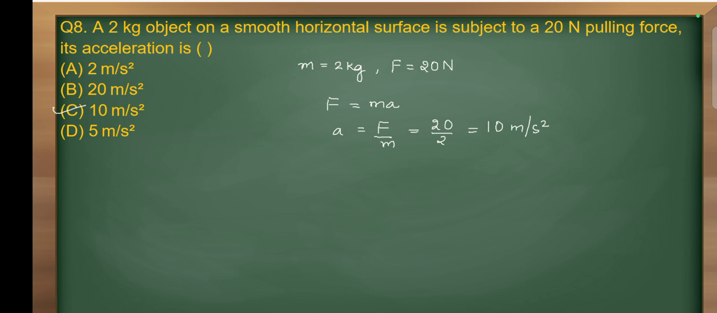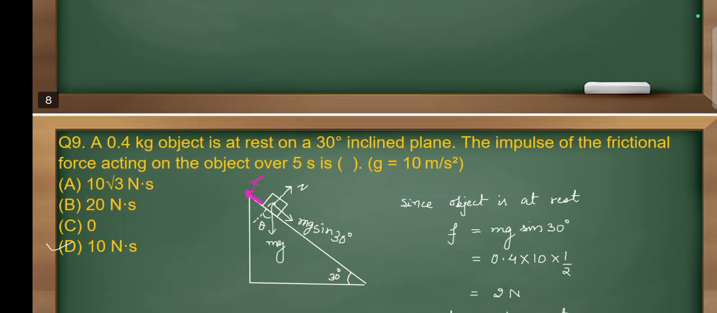Here, mass of object is given as 2 kg and force is 20 Newton. We know that force is equal to mass times acceleration, so acceleration will be force by mass. We will put the value of force, that is 20, and mass, which is equal to 2. So we will get acceleration is equal to 10 meter per second square. So option C is correct.